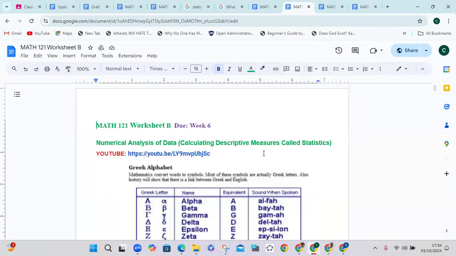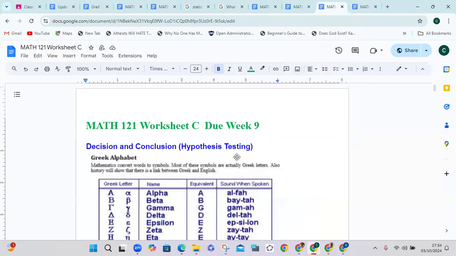So for worksheet B, we start with number 10 in the classroom. That's where the technical part of the worksheet is, whereas you will be engaging independently with numbers 1 to 9, due week 6. Worksheet C is to learn about how to decide and conclude. It's called hypothesis testing. That's where we're going to learn different types of hypothesis tests, such as the Z-test for mean, the chi-square test for independence and randomness, the chi-square test for no association. It is due week 9.